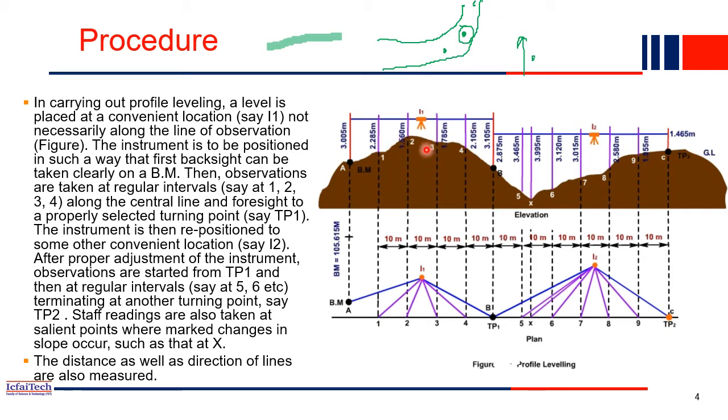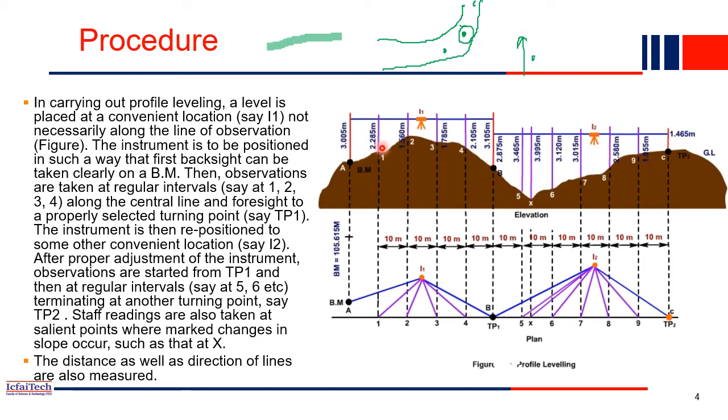Anyway, initially we kept our instrument at the L1 location, and every 10 meters we marked it with 1, 2, 3, 4 with a peg, right? Now we start taking the readings. First from L1 we sighted this A, this reading we call the backsight, because this is the benchmark. We have taken the backsight reading of 3.005 meters.